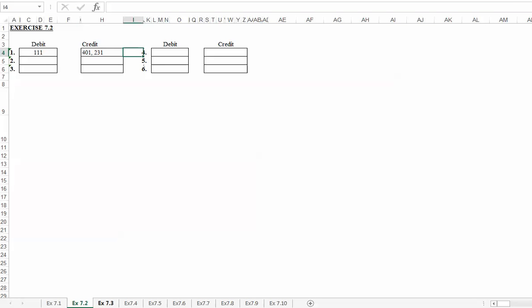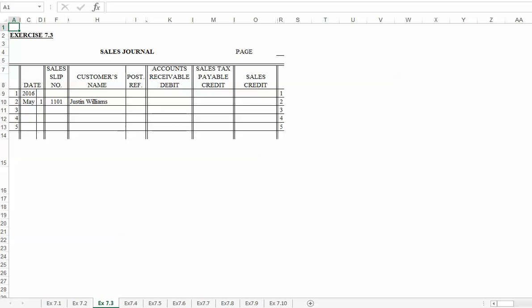Moving on to exercise 7.3. On this exercise, you're going to just use a sales journal and practice with it. On May 1st, you sold a tent and other items on credit to Justin Williams, issued sales slip number 1101 for $550 plus tax of $44.